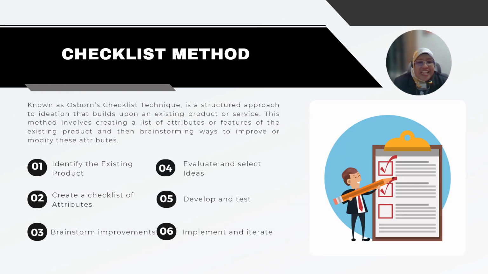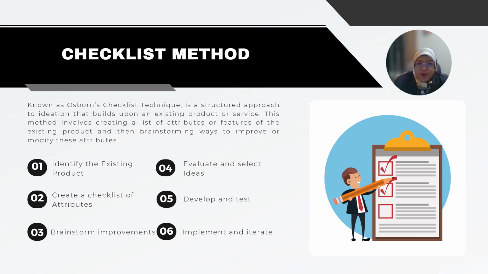The second creative technique tool is the checklist method. The checklist method is known as the Osborn checklist technique. It's a structured approach to ideation that builds upon an existing product or service. This method involves creating a list of attributes or features of the existing product and then brainstorming ways to improve or modify these attributes. So the first step is to identify the existing product.